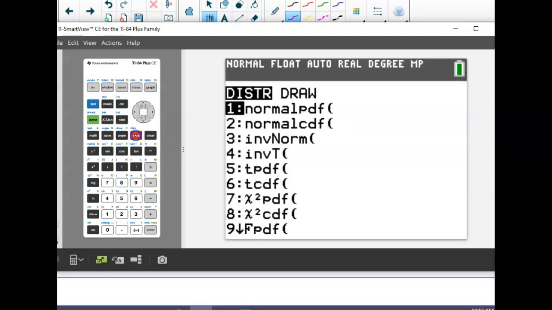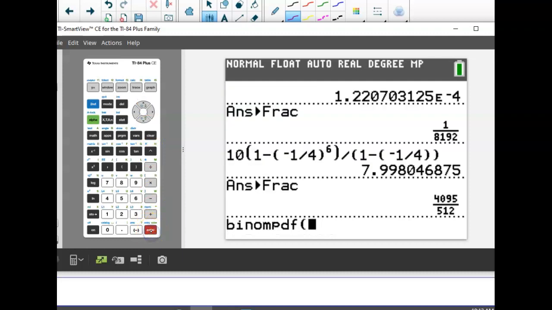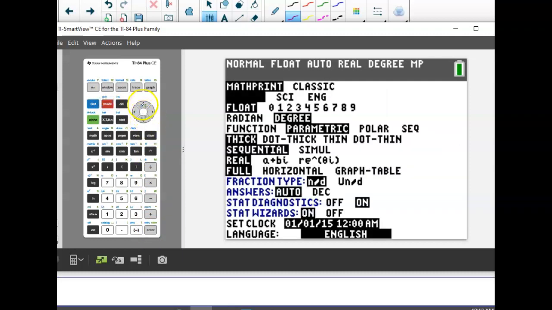Second, vars. It is not normal. It is binom PDF, choice A. Oh, I have it turned off. Mode. Stat diagnostics. Why is it not?